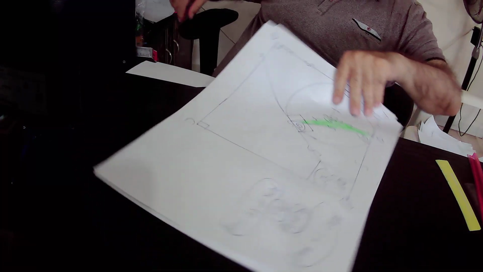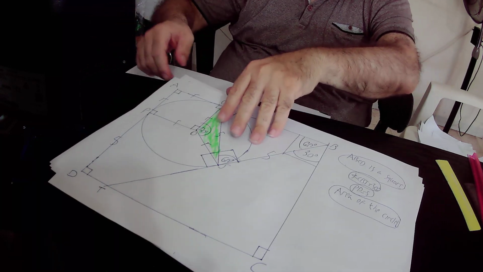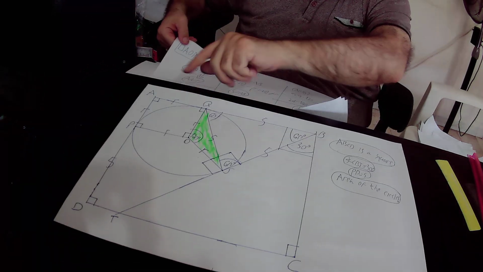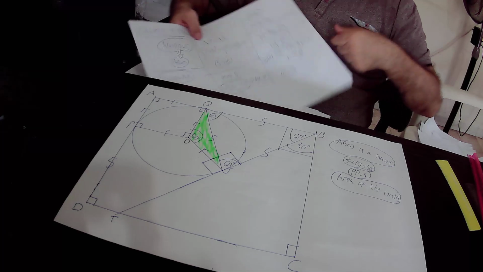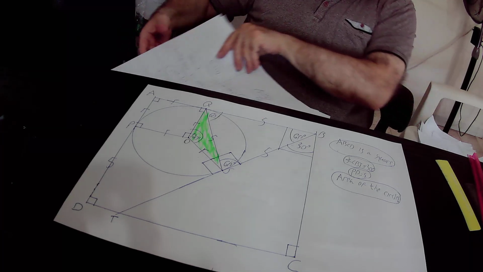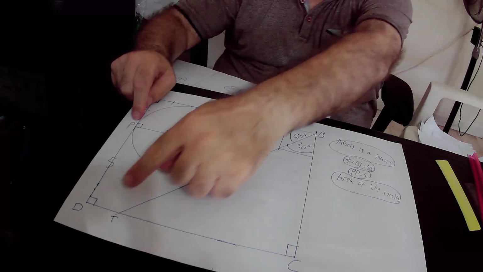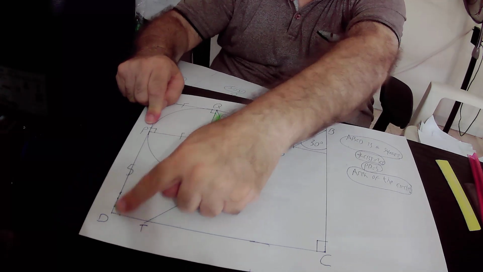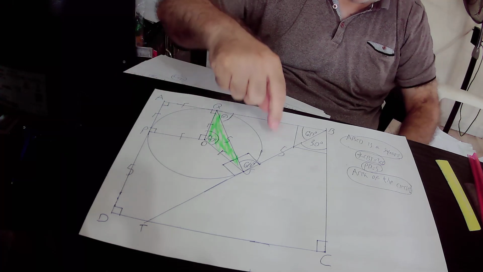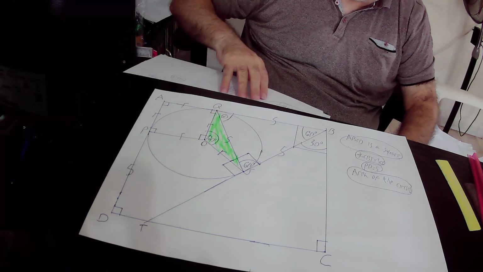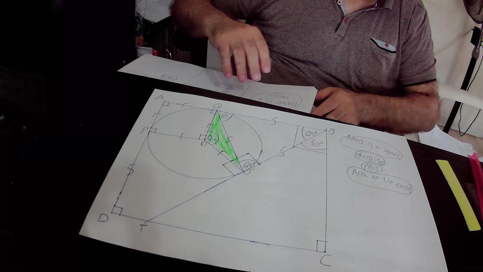In the drawing we have square ABCD. Inside square ABCD we have a circle. We know that angle CBT equals 30 degrees. Line segment PD equals 5 units, and our mission is to find the area of this circle. We define the center of this circle as O.